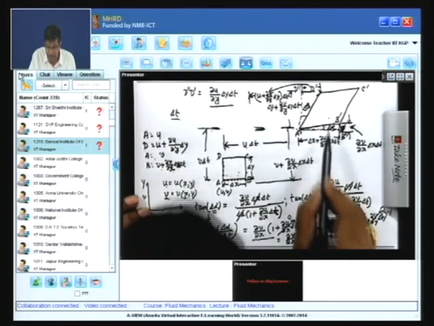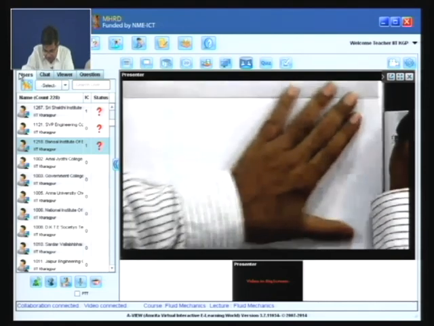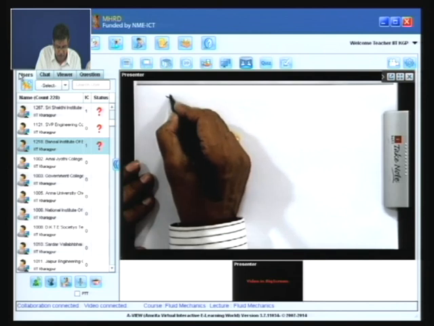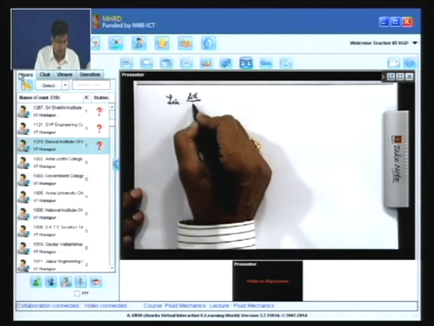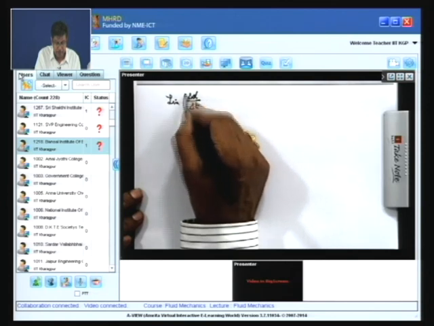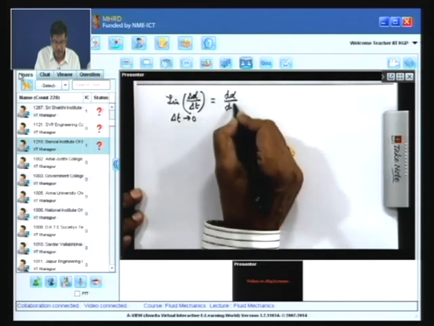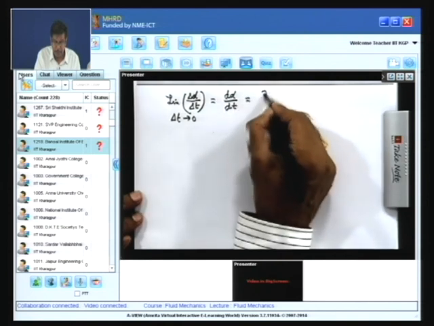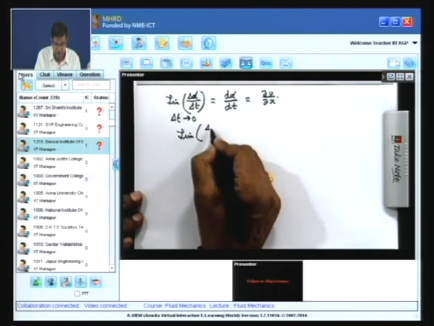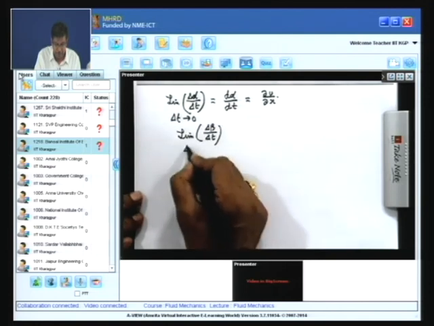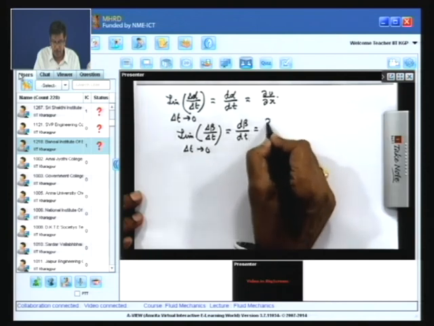So, therefore, we see that if delta alpha and delta beta are the changes of angles, then from this geometry, the limit of delta alpha by delta t as delta t tends to 0, which is defined as d alpha/dt, the rate of change of angle, is equal to ∂v/∂x. Similarly, the limit of delta beta by delta t as delta t tends to 0 is d beta/dt, which is ∂u/∂y.